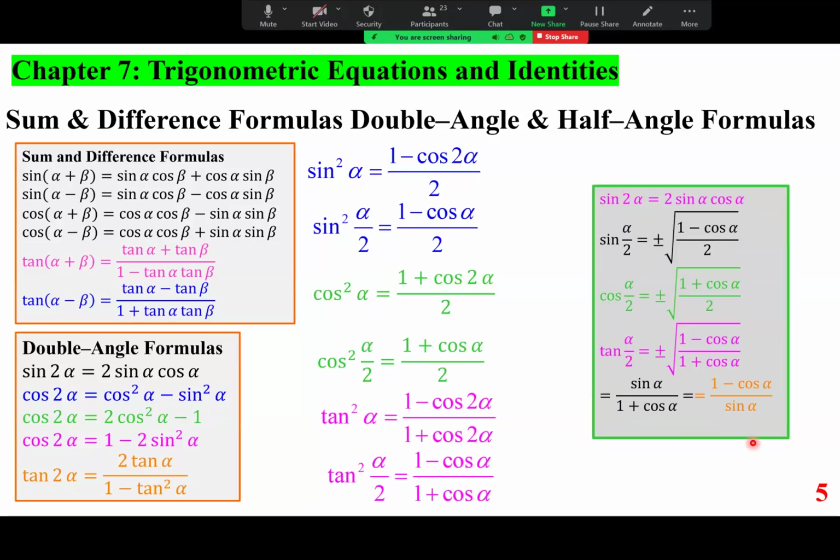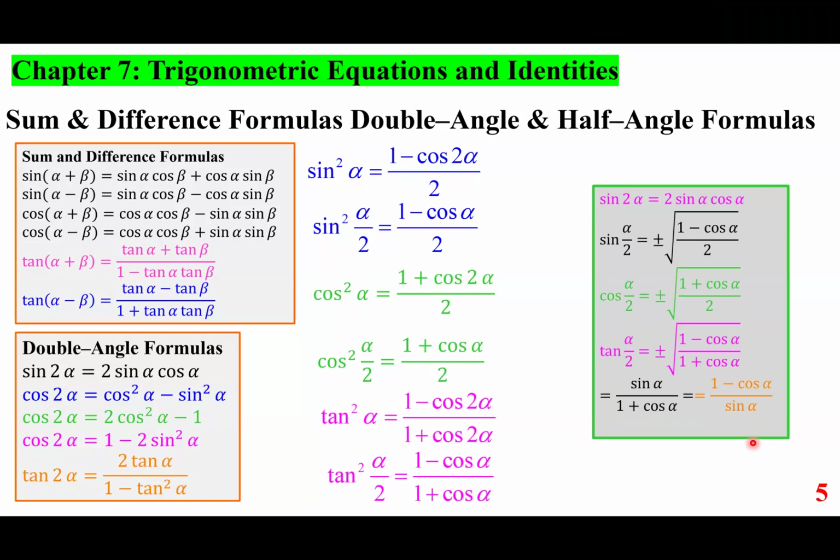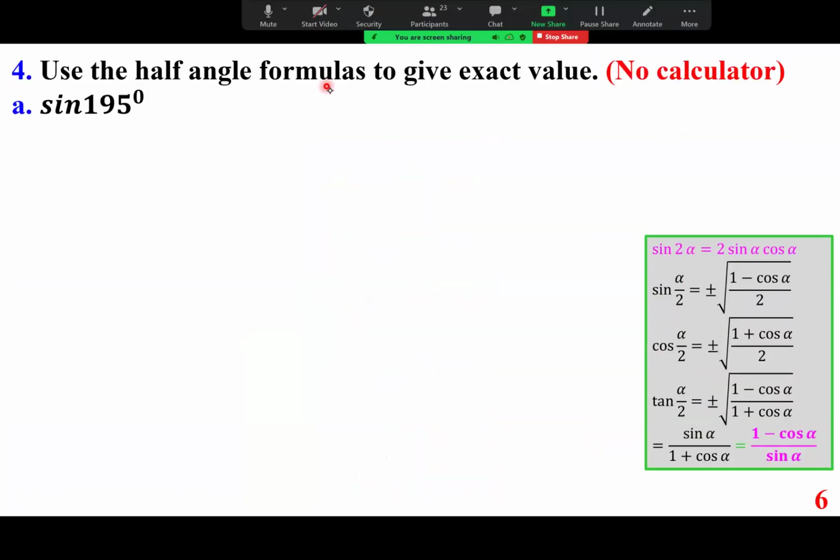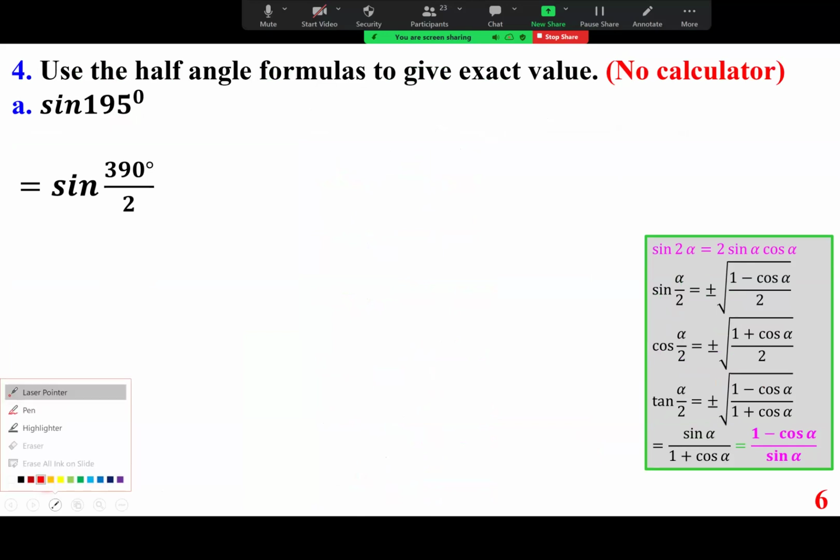And here's the synopsis of what we have discussed. Those are some of the identities we should remember to be able to move on with more examples. So use half angle formulas to give exact values, no calculator. We want sine of 195 degrees. If you multiply it by 2, you get 390 degrees. So it's the same as sine of 390 divided by 2. And I hope you recognize this one.